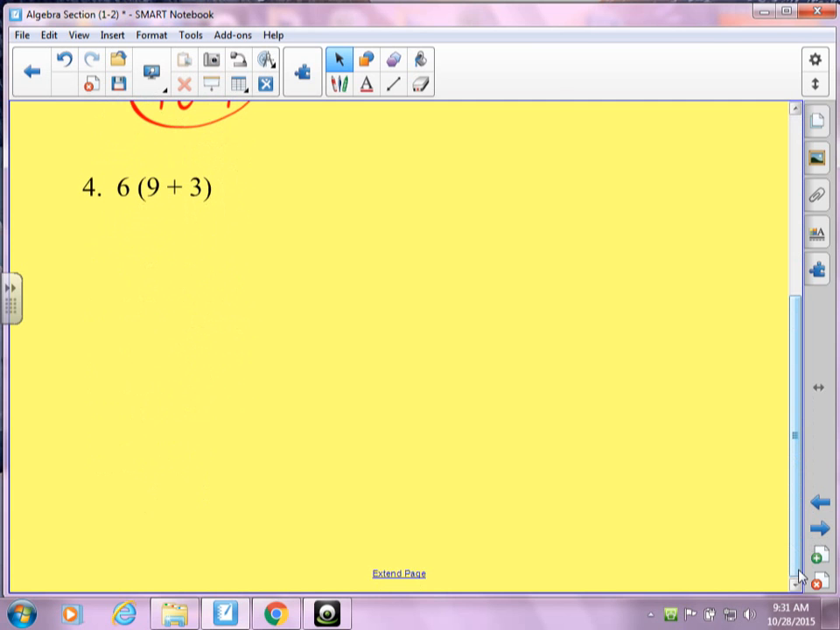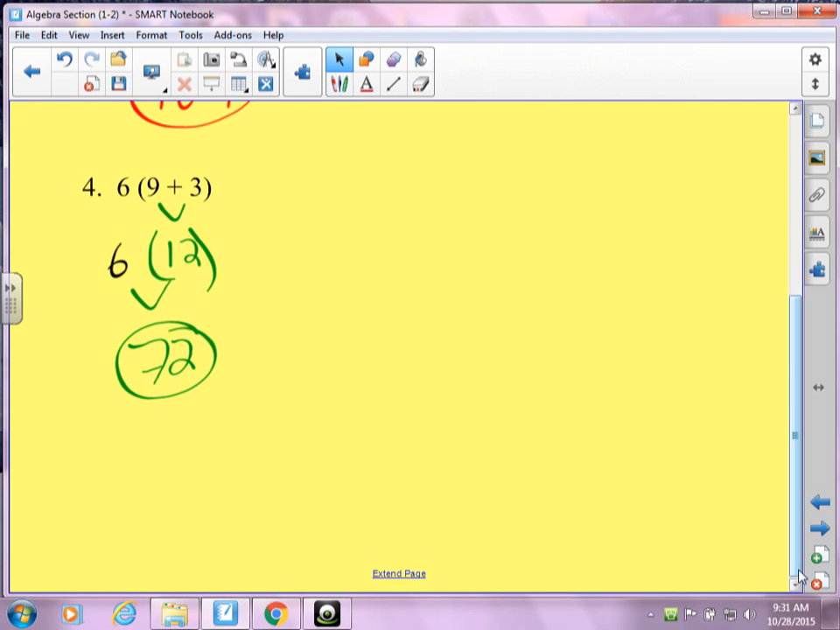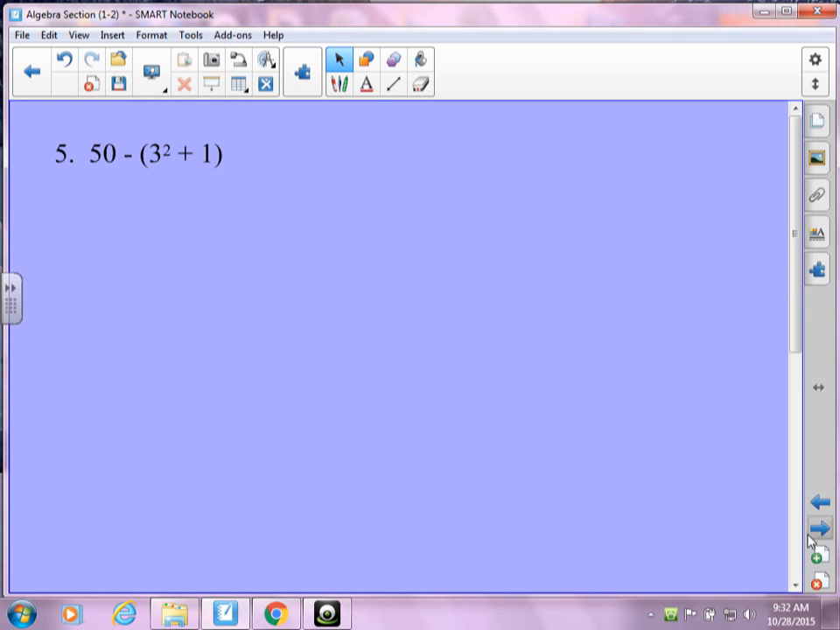What do I do first? Parentheses. What do I get? 12. Keep those parentheses. Times 6. What do I get? Very good. 72. Done. Do you notice how much quicker these tend to be than last year? Because of hands-on equations, because we did that first. You've already done a lot of order of operations, a lot of multiplication, a lot of division, what comes first. So all that stuff is going to help you with this. All right, let's keep going.